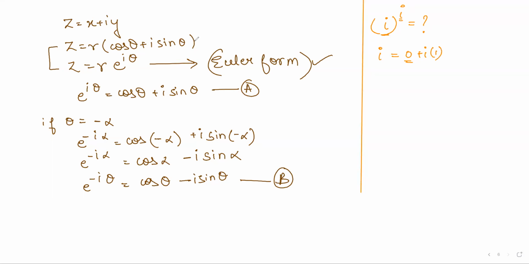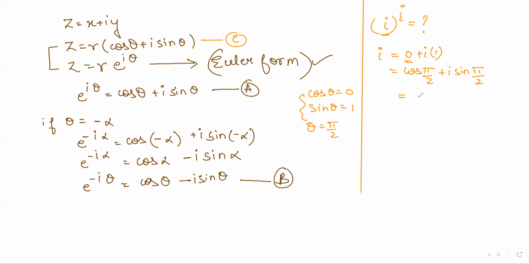This here, comparing it with this equation C, we have cos of something should be 0 and sine of the same angle should be equal to 1. So cos of theta is equal to 0 and sine theta is equal to 1. You can have theta equal to pi by 2 by observation. So cos pi by 2 plus I sin pi by 2.